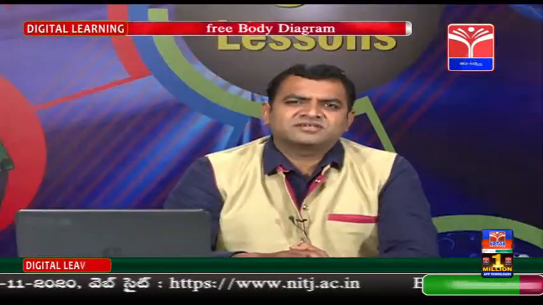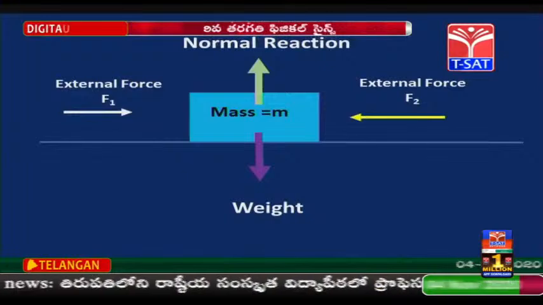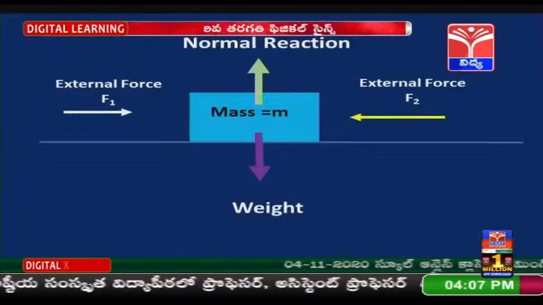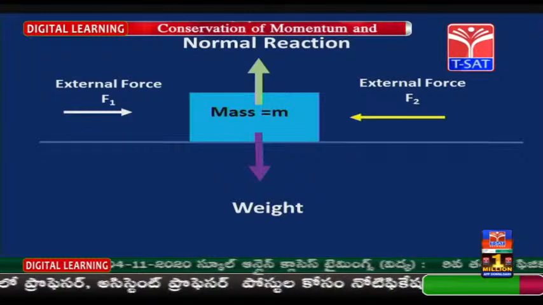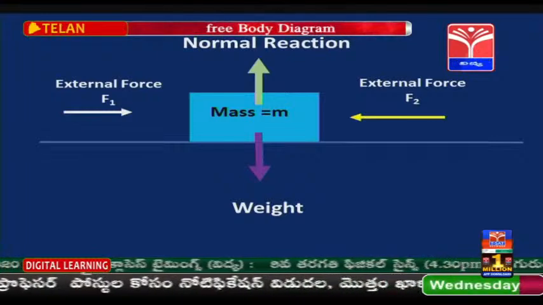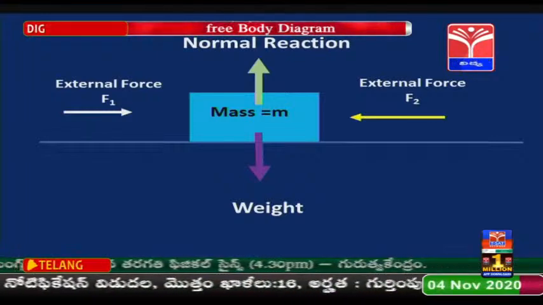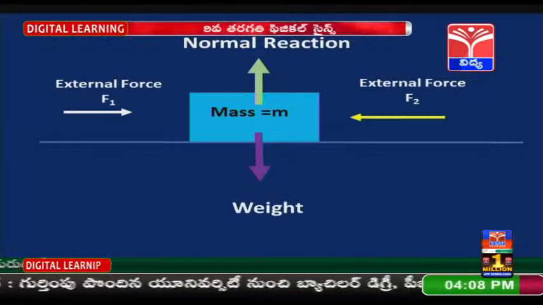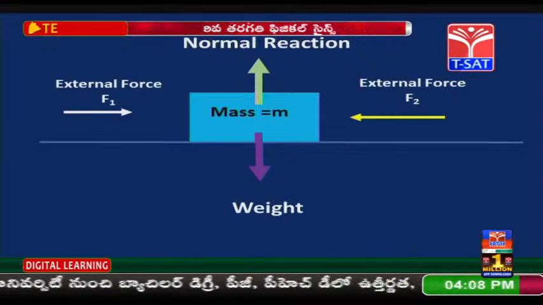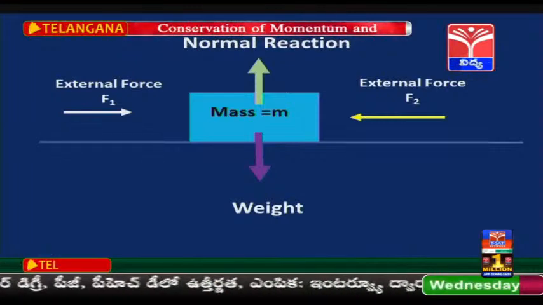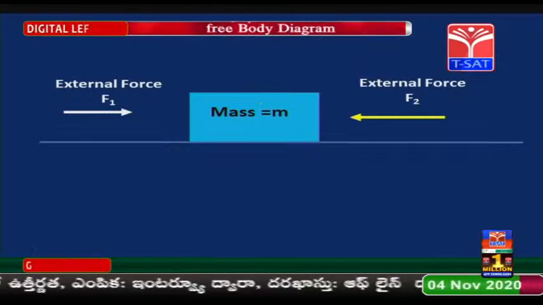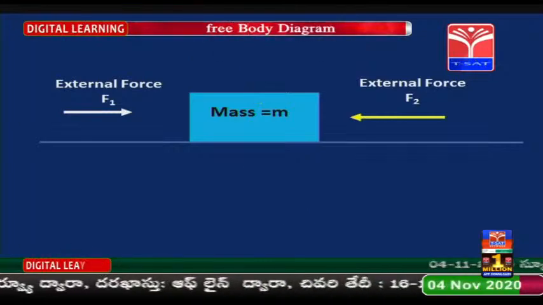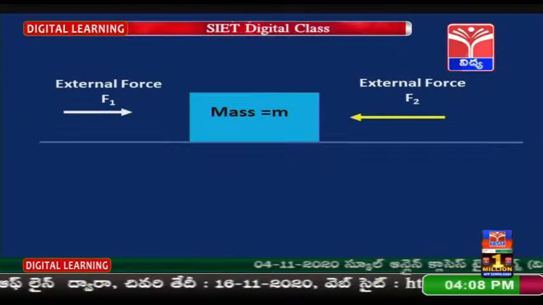Children, let us consider another example where there is more than one force acting on the object. Here is mass m, there are two external forces, one is F1, another one is F2, both acting in opposite directions. Apart from these two external forces, the two more forces acting on the object are weight and normal reaction. Because normal reaction and weight are equal and opposite, we can ignore them.